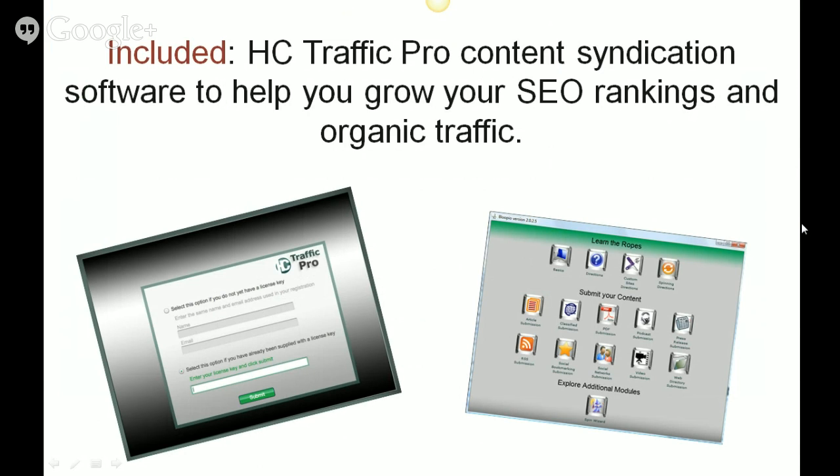Now we're also going to be including our HC Traffic Pro content syndication software. This will help you grow your SEO rankings and organic traffic. Basically, in a nutshell, it lets you automate the process of submitting content on the web. So if you write an article or you do a blog post, you can then upload that into the HC Traffic Pro software and then simply click article. It will auto-populate the highest page rank article submission sites for you and help you get them submitted, properly tagged with the right keywords and everything.